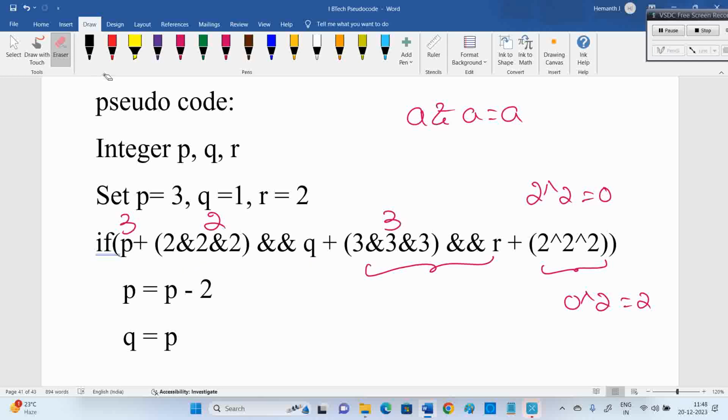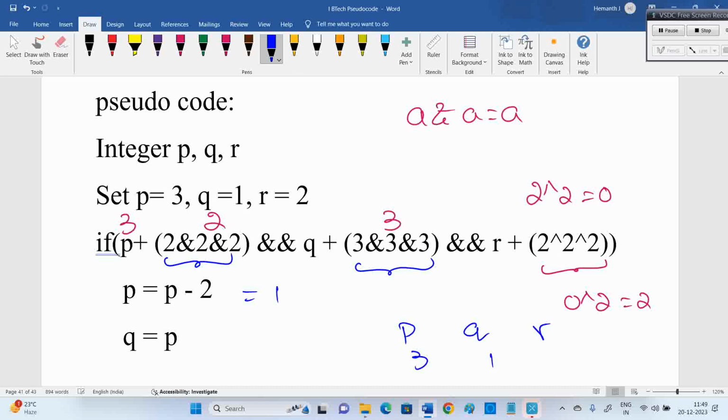I'm not writing the entire thing. This is 2 only, up to this point. I'm telling you this is 3. Then 3 AND operator with 2, 2 AND operator with 1, that we need to do and check. But I'm telling you no need of doing entire things. 3 plus something, 3 plus positive value or 0, I can enter into that if. So directly P is P minus 2, means P becomes 1. So P is initially 3, Q is 1, R is 2, P is updated to 1.